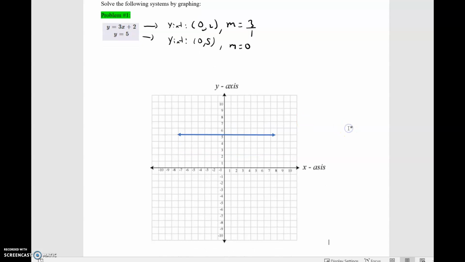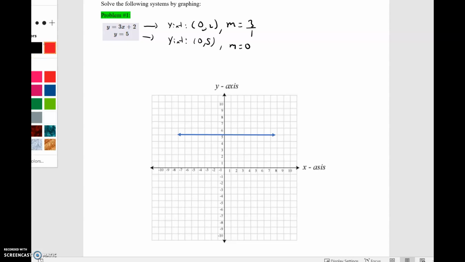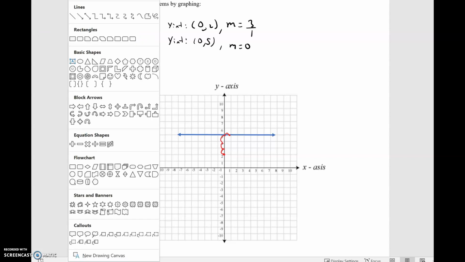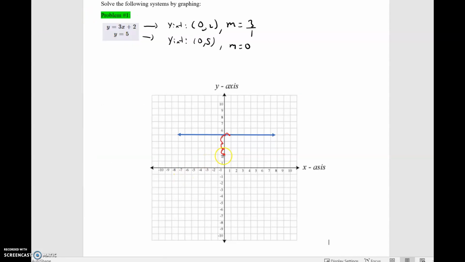Okay, so that's the second one. The first one, let me put the dots. It's going to have a y-intercept of 2, which is this point here, and then a slope of 3. So from here, 1, 2, 3 up, and then 1 to the right, which actually puts us at the intersection. Let me connect these two dots. So this dot here, and it's going to go through there.